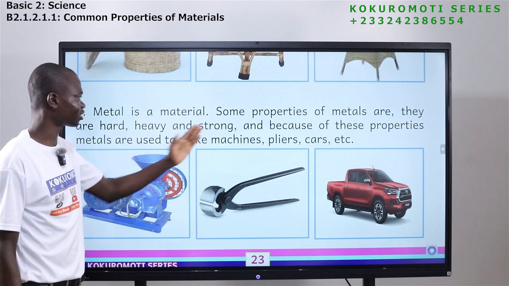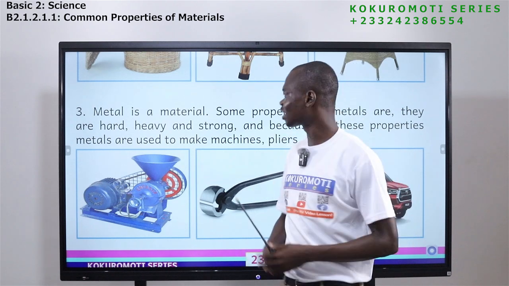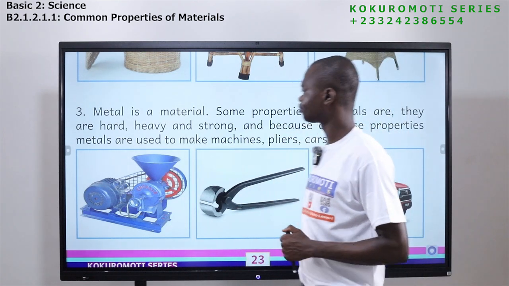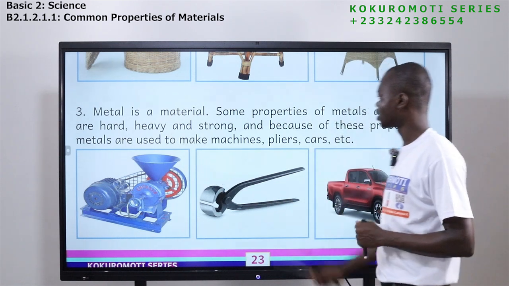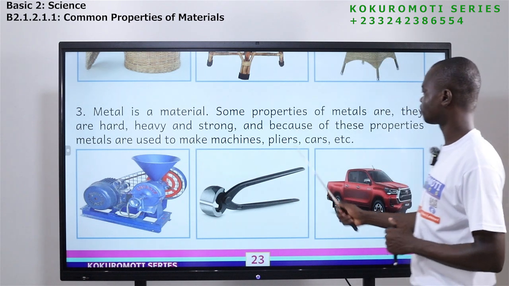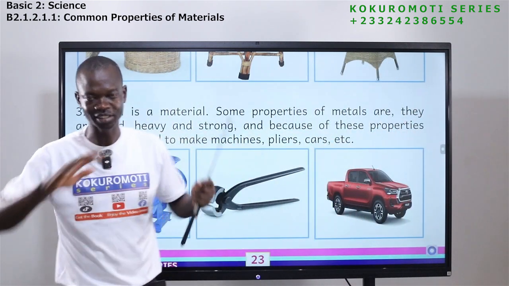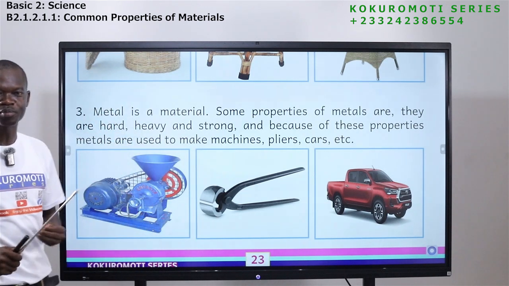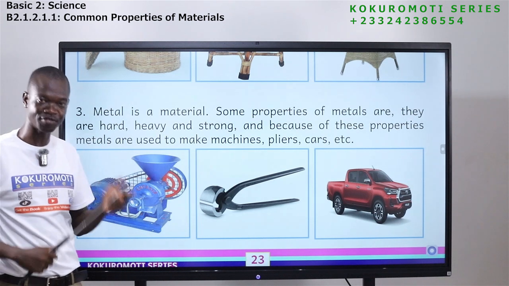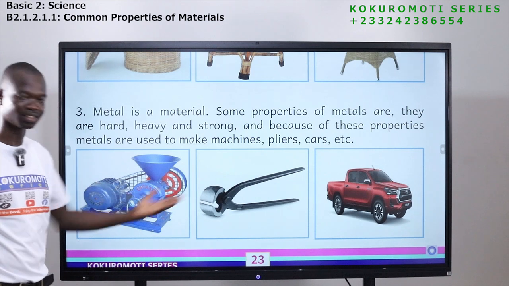Metal is a material. Do you know that metal is a material? Now, let's look at the properties. Some properties of metals are, they are hard, heavy, and strong. And because of these properties, metals are used to make machines, tires, cars, and the rest. So what we are saying is that metals are materials. Metals are hard, metals are heavy, and they are strong as well. So because of that, we use them to make machines.